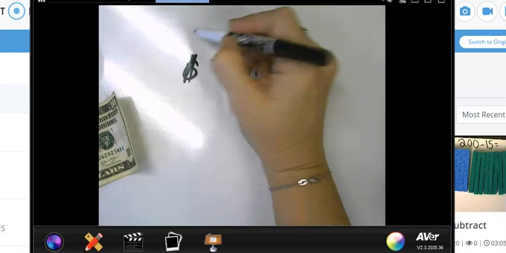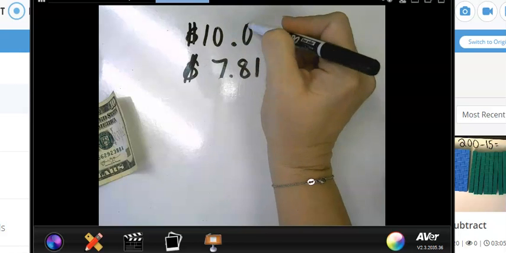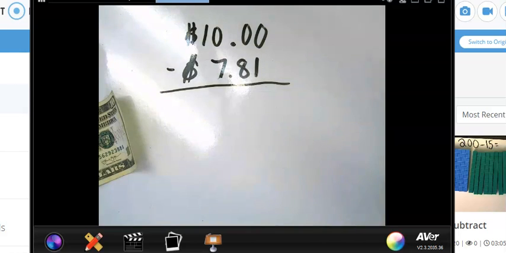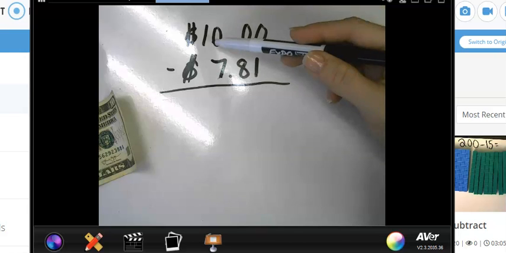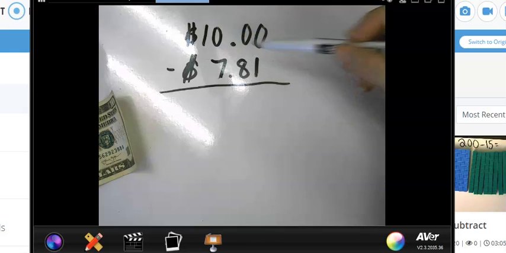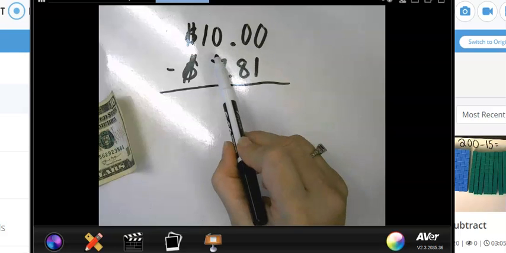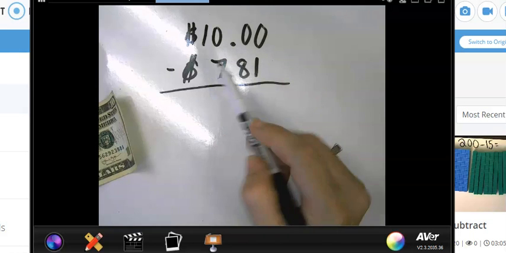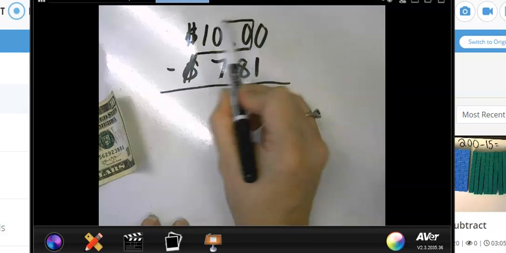So we're going to start with the $10, and we're going to take away the $7.81 that I owe them. I can't take one out of zero, so I have to borrow. Because this neighbor doesn't have anything for me to borrow from, nor does this one, I'm going to have to go all the way over here to this one to borrow. So that means this is all going to change.